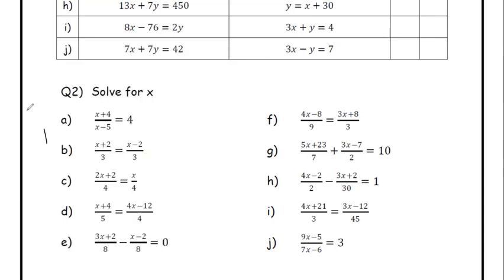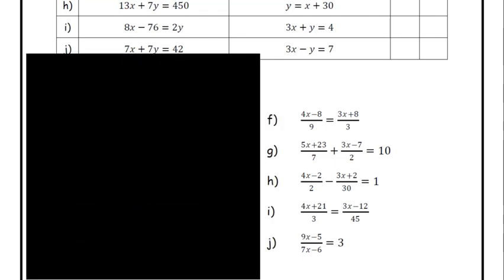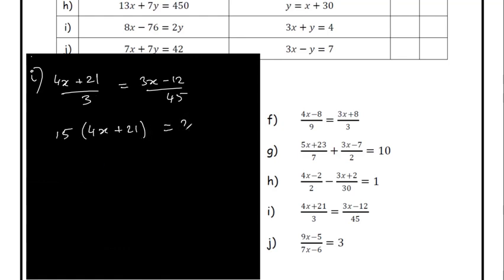I and J. 4x plus 21 upon 3 is equal to 3x minus 12 upon 45. So multiply by the least common multiple of 3 and 45, which is 45, because 45 is the multiple of 3 as well. So 45 over 3 is 15 into 4x plus 21 is equal to 3x minus 12, because 45 and 45 cancels out.